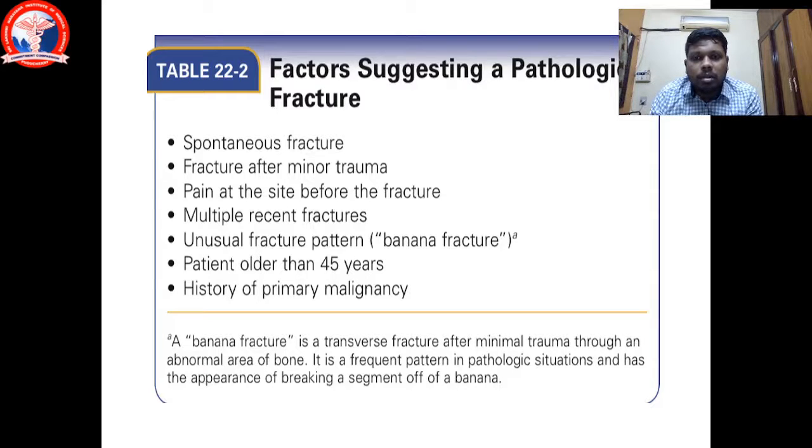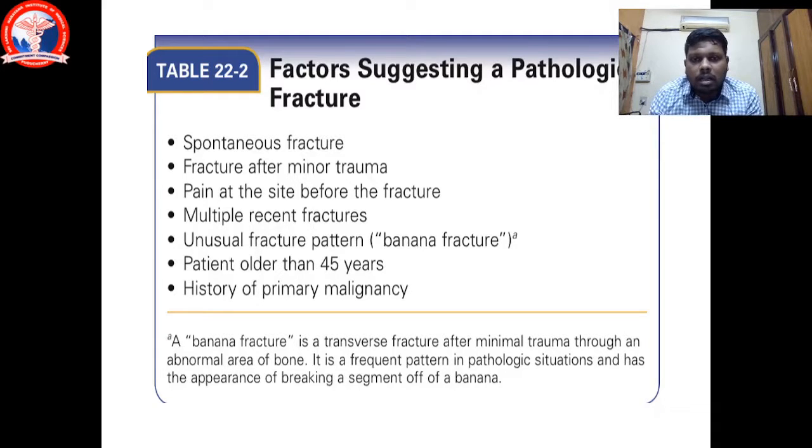Multiple recent fractures. A history of multiple other fractures, previous surgeries, or any previous biopsy is also useful. An unusual fracture pattern, that is, a banana fracture. Patient older than 45 years. And a history of primary malignancy. If the patient has any history of thyroid cancer, prostate cancer, breast cancer, you should also take that history.